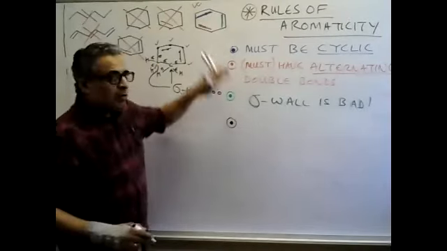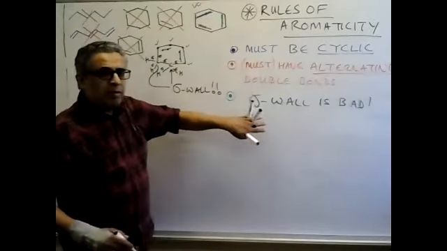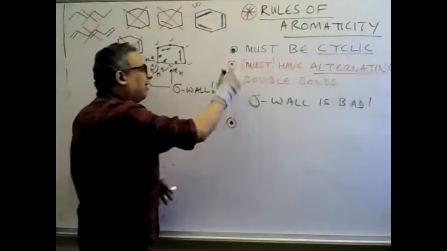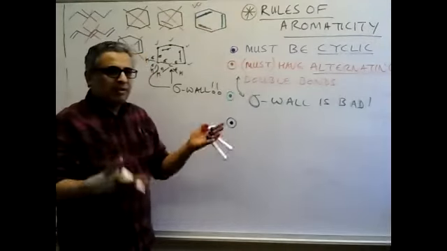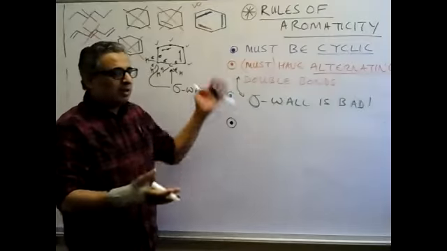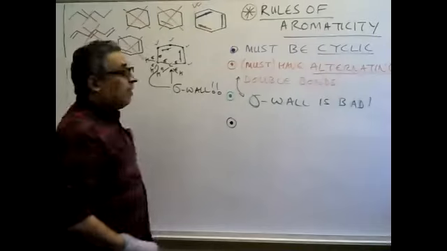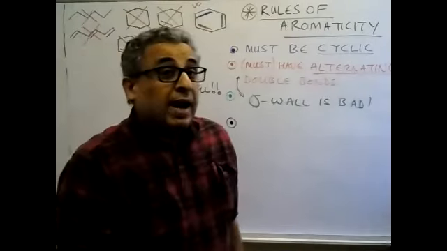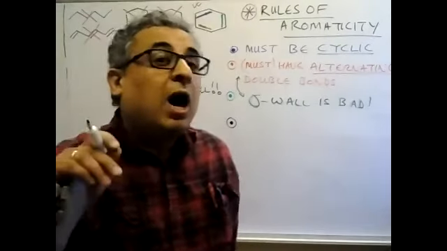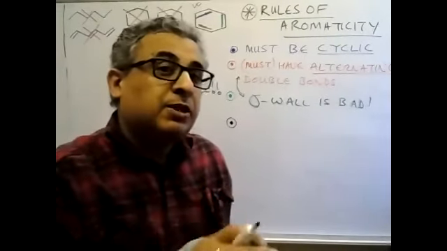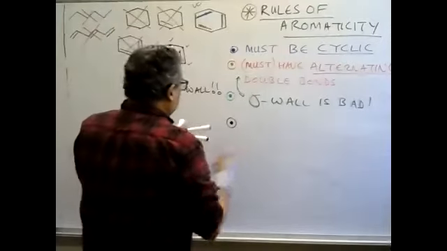So again, very quickly, cyclic, alternating double bonds, sigma wall is bad. They kind of connect to each other. Somehow they're related. One means the same thing as the other, but looking at it in a slightly different way. Sigma wall is bad. Double bonds are usually necessary. However, there are exceptions that can work for an aromatic compound. What are those exceptions?